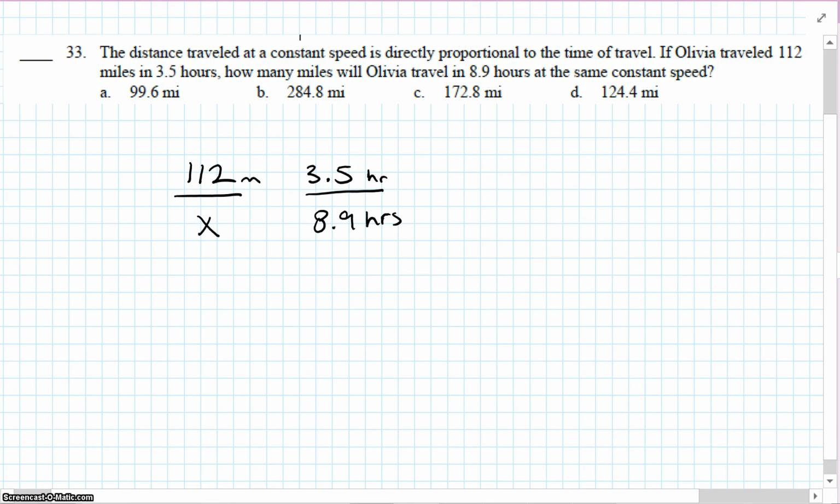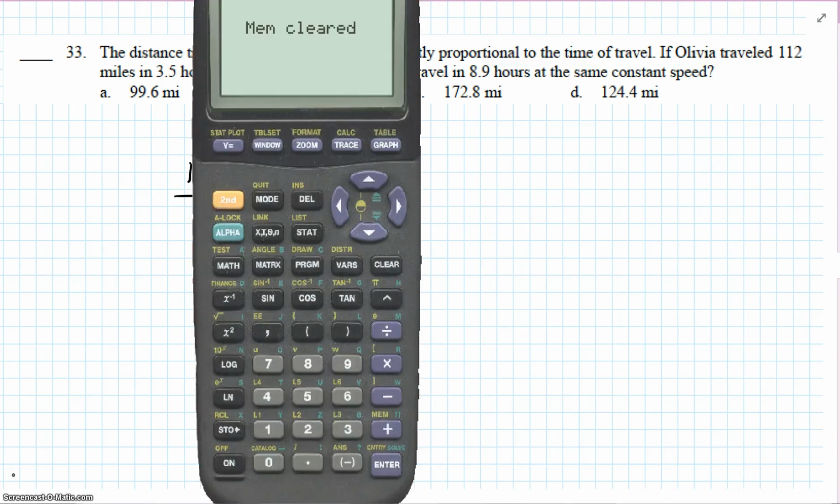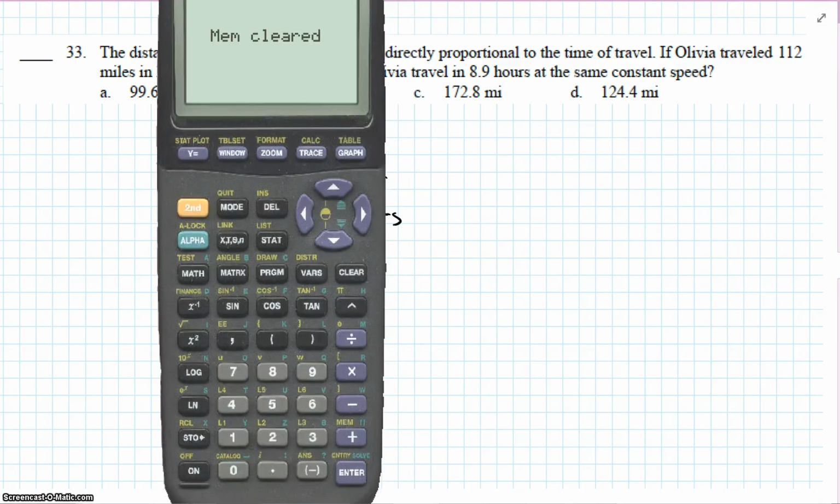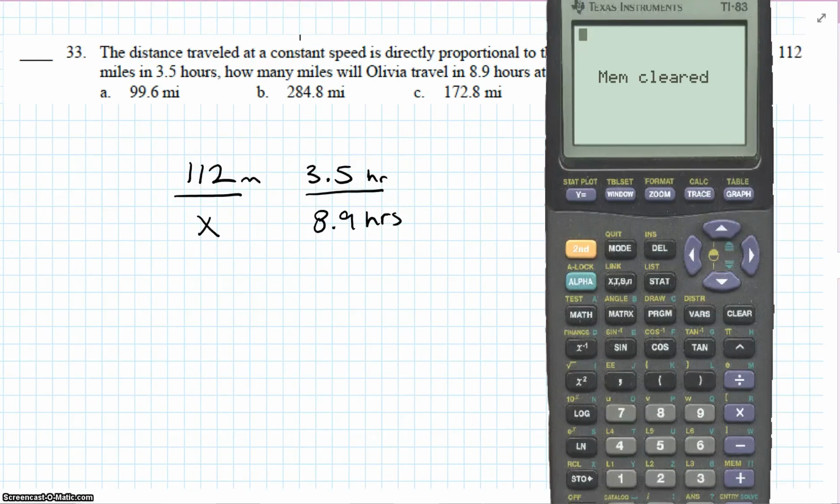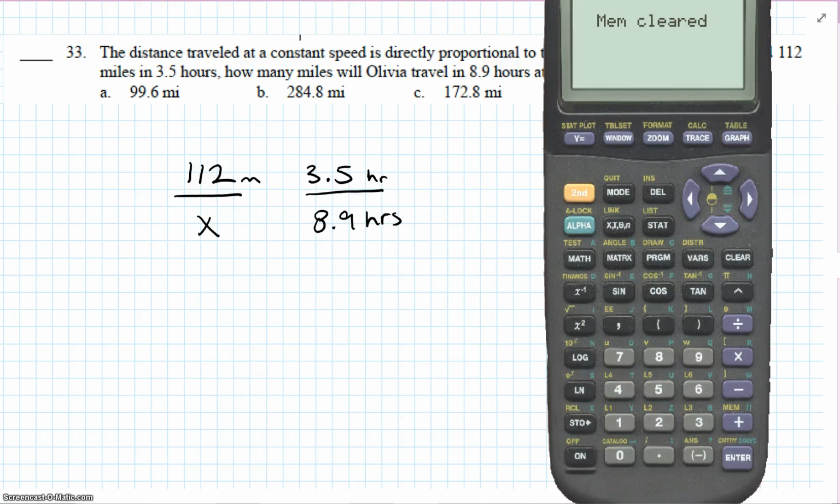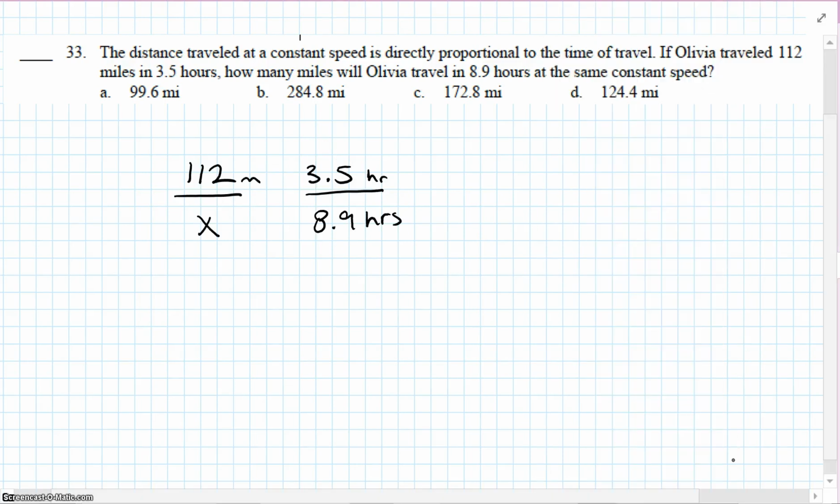Okay, so we get our handy dandy calculator out. Let's move our calculator if we can. All right, so we're just gonna cross multiply. We're gonna multiply 112 times 8.9, enter, and we're gonna divide that by 3.5. Okay. So X is going to be 284.8. The answer is B. Again, we just set up the ratio.